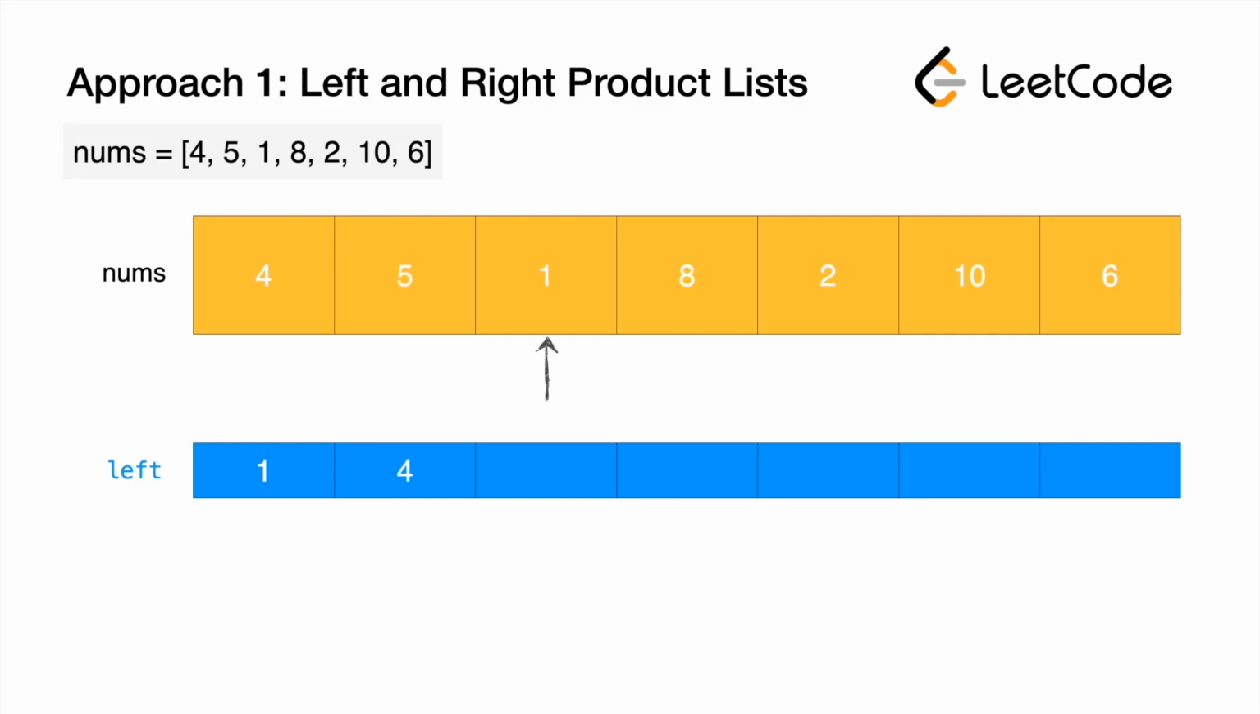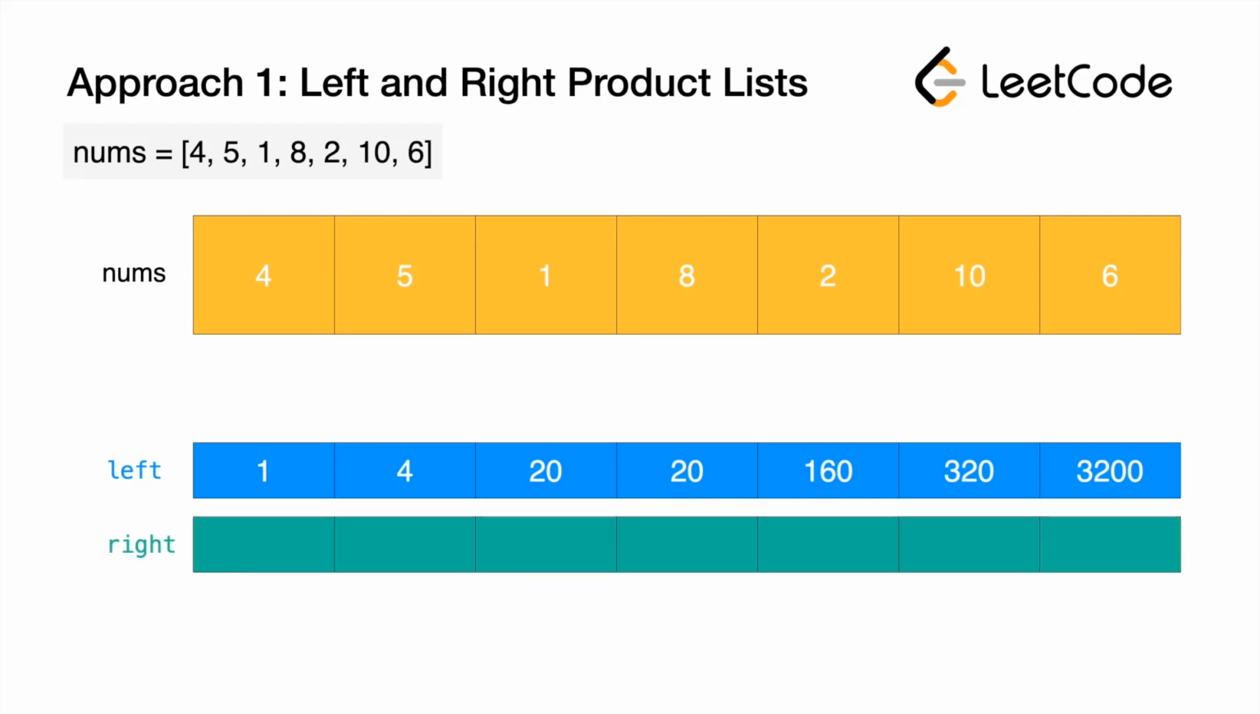For the next element 1, we take the previous prefix product, which is 4, times the number at the previous index, which is 5. Now we get 20 as the latest prefix product. Similarly, we can calculate the prefix product for all other elements. Then, after obtaining the prefix product of all the elements, we need to traverse the integer array backward, from right to left, to obtain the suffix product.